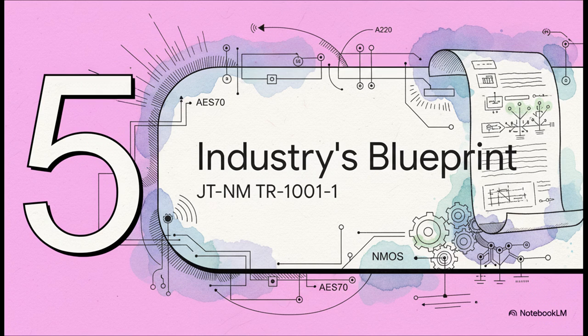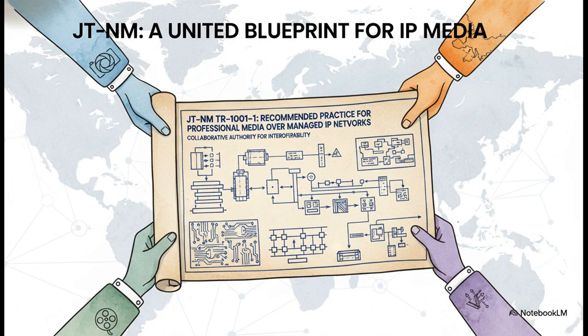For that, we have to look at a really important document, the JT-NM TR-1001-1. And the key thing to understand is who made this blueprint. This isn't just one group's opinion. The JT-NM is made up of AMWA, the EBU, SMPTE, the Video Services Forum, basically all the major standards bodies and heavy hitters in our industry. They all got together to create a single unified set of rules for building IP facilities where gear from different vendors can actually work together.